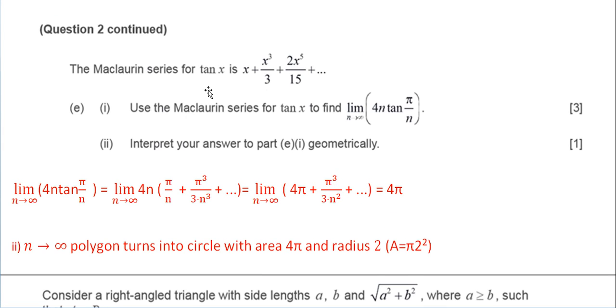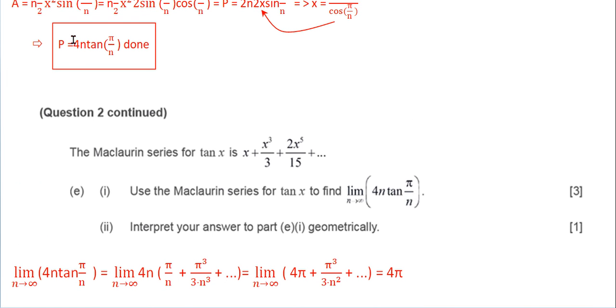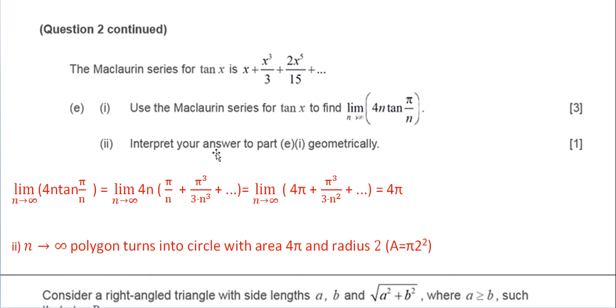The Maclaurin series for tangent looks this way. I use the Maclaurin series for tangent to find the limit of our perimeter. Interpret your answer to part E geometrically. So we try to find this limit, but we use a trick. We take n out of the bracket.